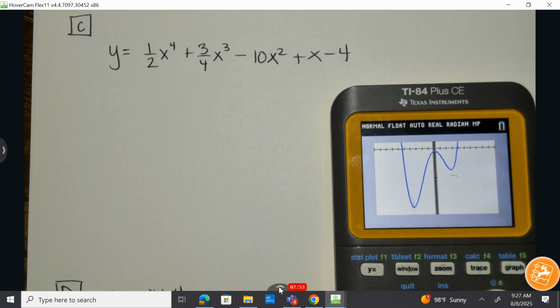The last part of this example, I want to identify the absolute max and the absolute minimum first. In this graph, there is no absolute maximum. Turn to your partner. Why does no absolute maximum exist? Go.